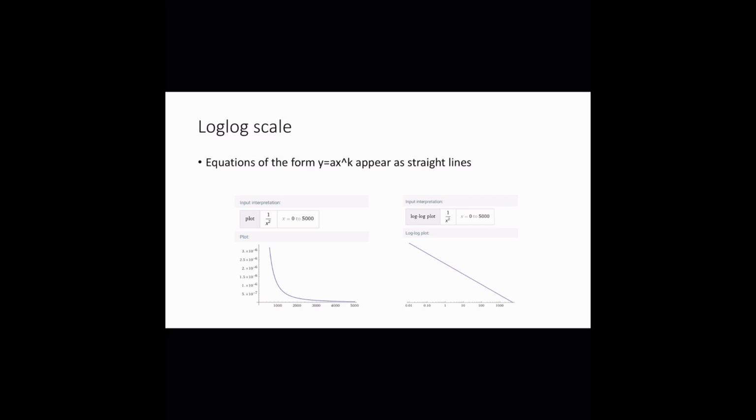And you can see that on a regular scale, you see this exponentially decreasing curve, but the same graph on the log-log scale becomes a straight line. And that's the key property of the log-log scale, that equations of this exponential form appear as straight lines. And if you recall in the lecture, the degree distributions of many social networks can look exactly like this because they follow a power law of this form.